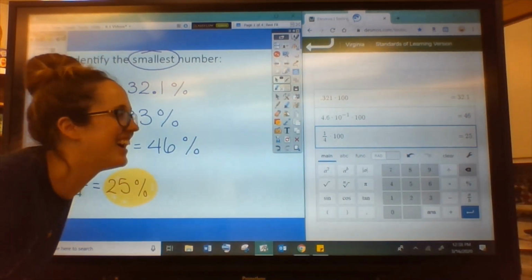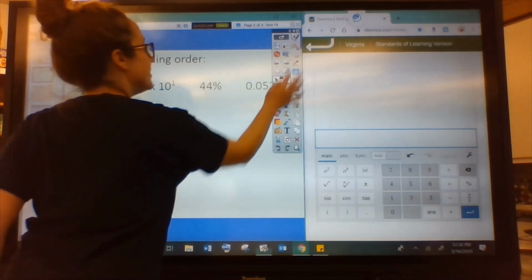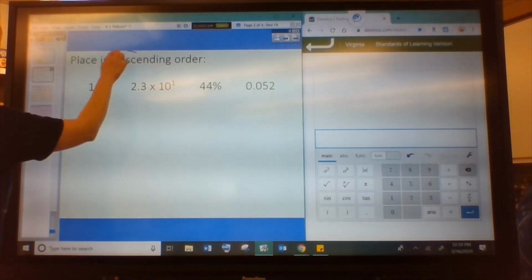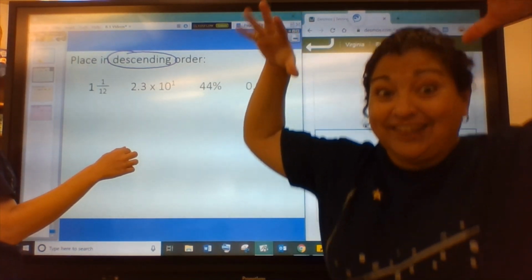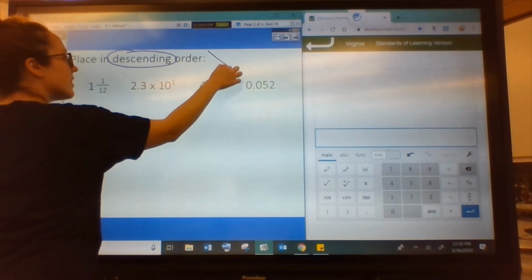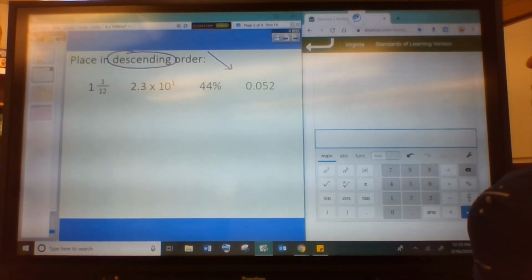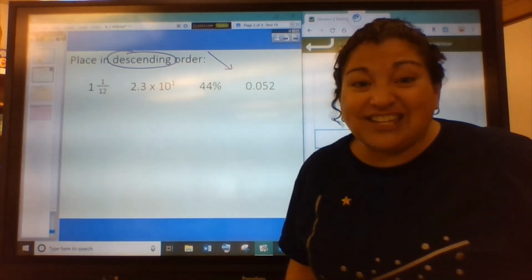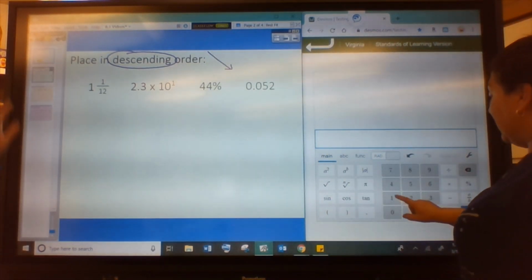All right, next one. Let's do this. Okay, place in descending order. Descending order starts with a D, and that means you're going down. All right. So the first thing we're going to do is change all these guys into percent. Because that's what we like to do.